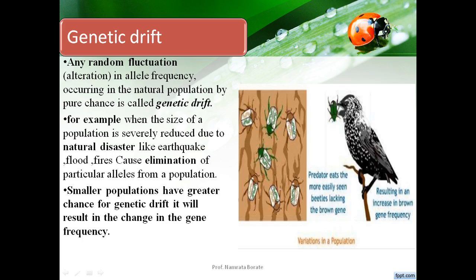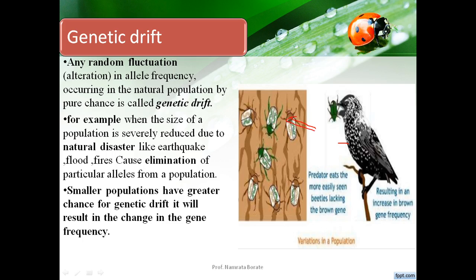It will result in a change in the gene frequencies. Genetic drift is also important for evolutionary change. You can see here the predator. The predator eats the more easily seen beetles. Which beetles are more easily seen? The green colored beetles, meaning there is an absence of the brown gene in the green beetle. As a result, the brown gene frequency increases, but the green color gene frequency goes on decreasing. That is genetic drift.